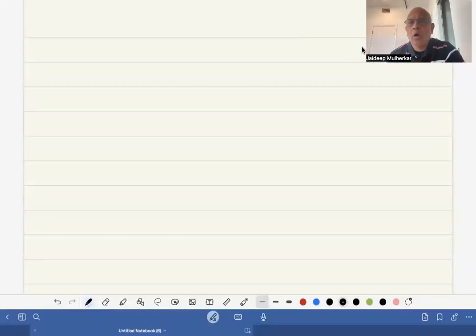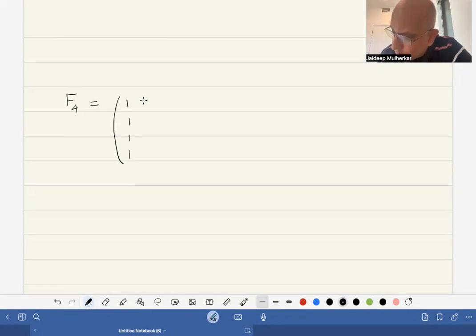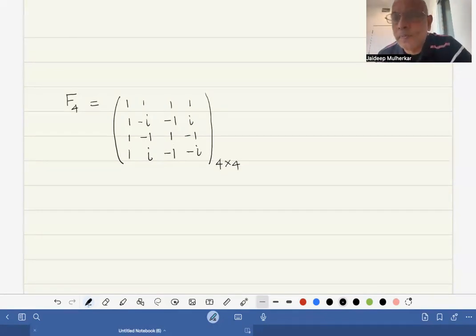let's take an example of the four-dimensional Fourier transform, and let's see if we can find some symmetries in it. So let me write the matrix of F4. So this is 1, 1, 1, 1, the first column, and 1, minus i, minus 1, i. And then this is 1, minus 1, 1, minus 1, and this is 1, i, minus 1, minus i. So this is the 4 cross 4 matrix of the four-dimensional Fourier transform.